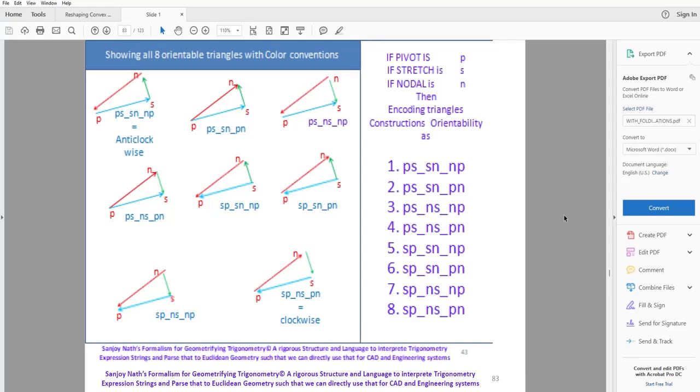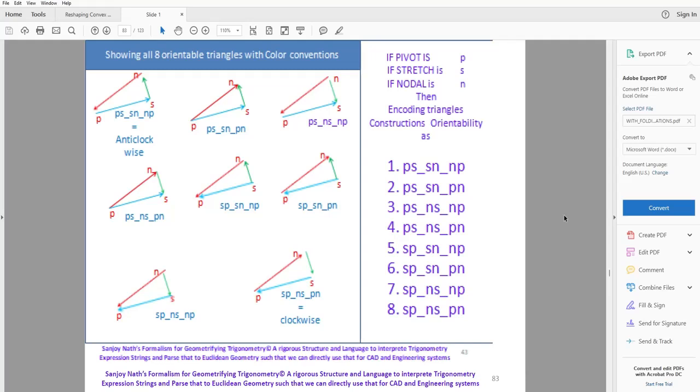Now we can do the orientation principles also. The triangles are drawn from the P, S, N, where P is the pivot point, S is the stretch point, N is the nodal point, and in this way 8 orientable conditions are there. That is, we can draw the line segments in different orientations, and in this way the 8 different orientations are possible, which are shown here.